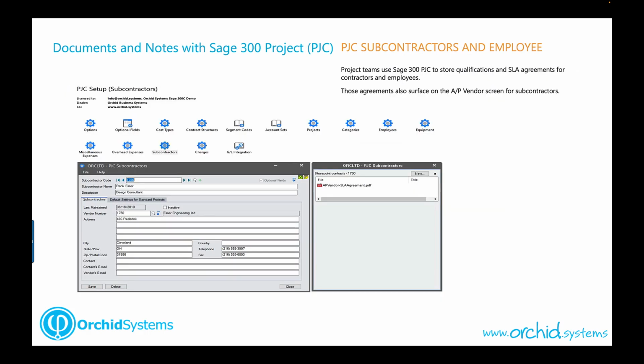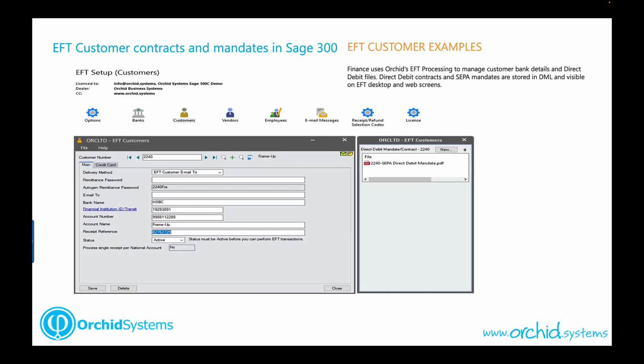Moving on to projects, we can attach documents and notes to project and job costing. So PJC, there could be agreements by subcontractor, by employee. For example, we can store the qualifications and SLA agreements with our contractors and employees. And they can be surfaced when we are processing AP vendor transactions for those subcontractors and employees.